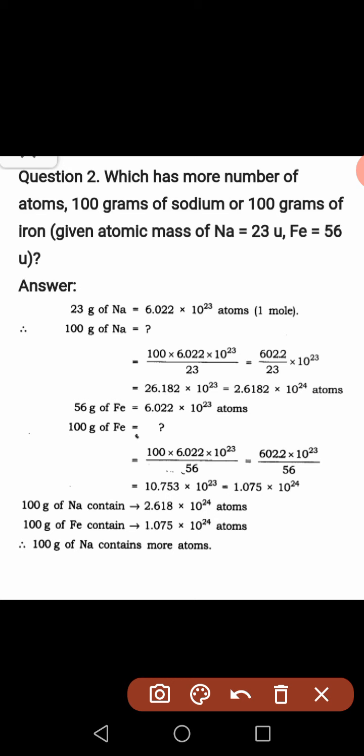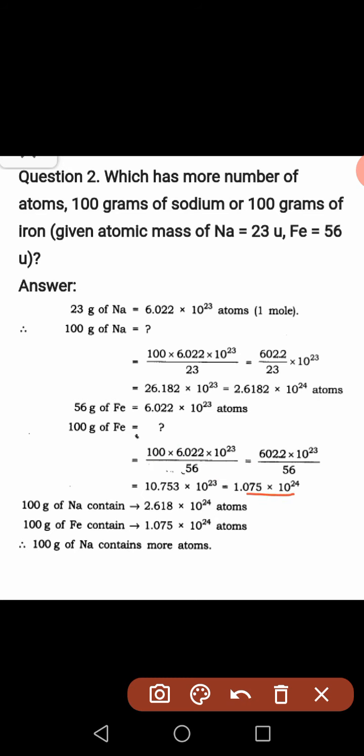Then we have to find out how many atoms 100 gram of iron contains, and then compare. The mass of iron is 56. So 56 gram of iron is equal to 1 mole, and 1 mole means this many atoms. 1 gram of iron will be this divided by 56. So 100 gram of iron will be this into 100. If you do the calculation, the value comes as this.